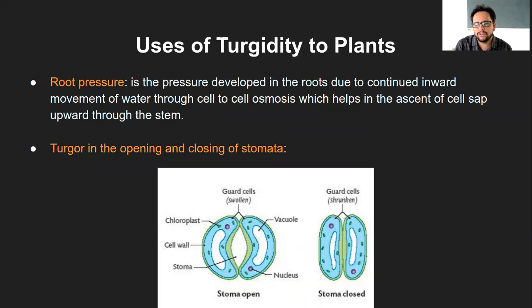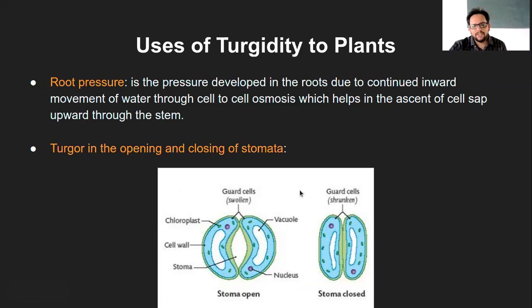Whatever nutrition the root has absorbed from the soil will keep moving upward, and that is the ascent of cell sap. Ascent is kind of upward movement. So this root pressure is nothing but the pressure which is allowing water to flow upward due to the osmosis process, which is ultimately due to the cell sap concentration, right? So that is the root pressure.